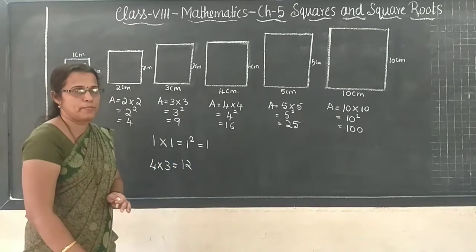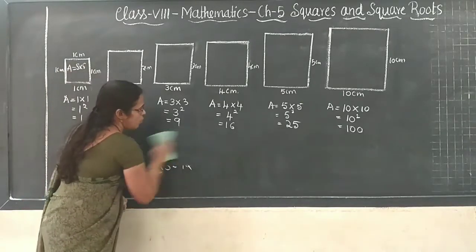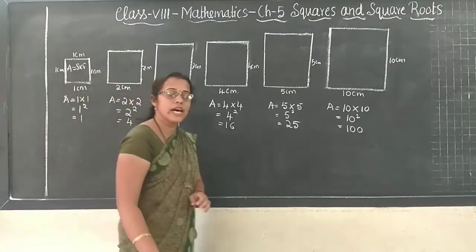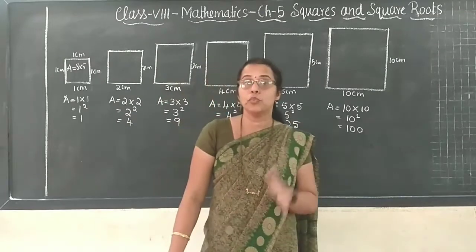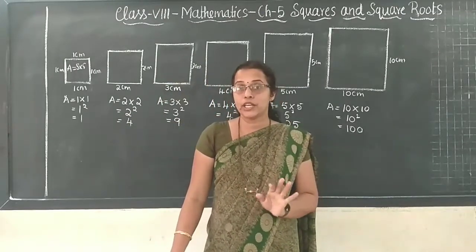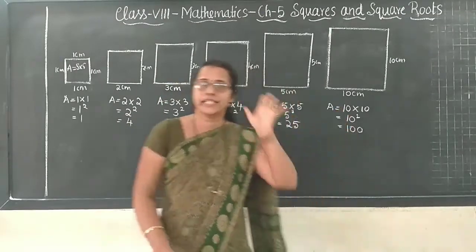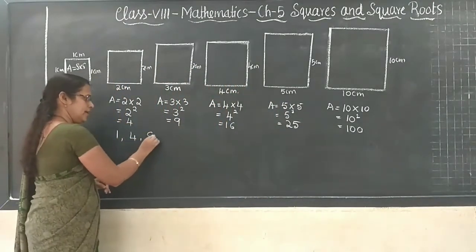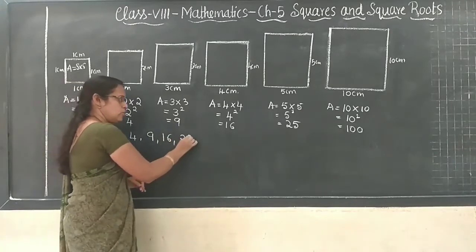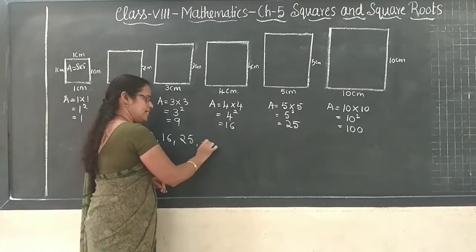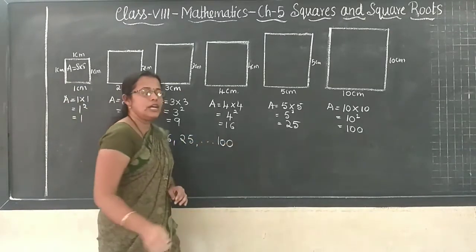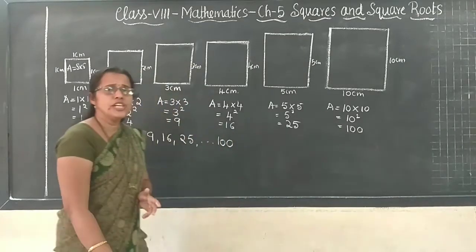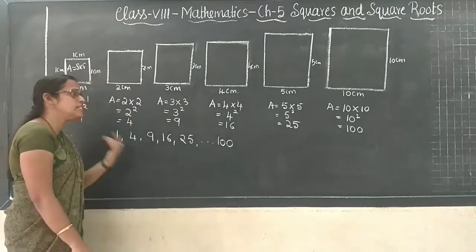Then can anyone say what is a square number, children? Product of a number with itself. Is it okay? So you can write here 1, 4, 9, 16, 25, even 100, they are all square numbers.